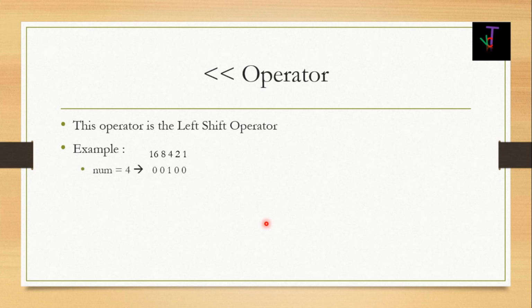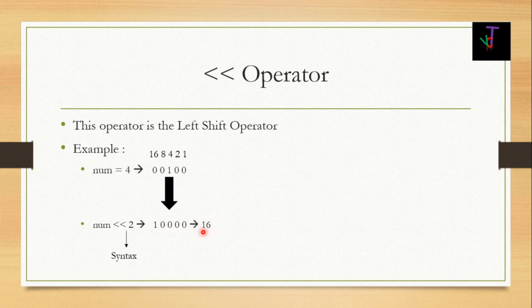So 4 is 0100. With 16 it's going to be 00100. And now the user says num left shift by 2. So this 1 over here will shift twice to the left, and that will make it 10000, and the result will come out to be 16.